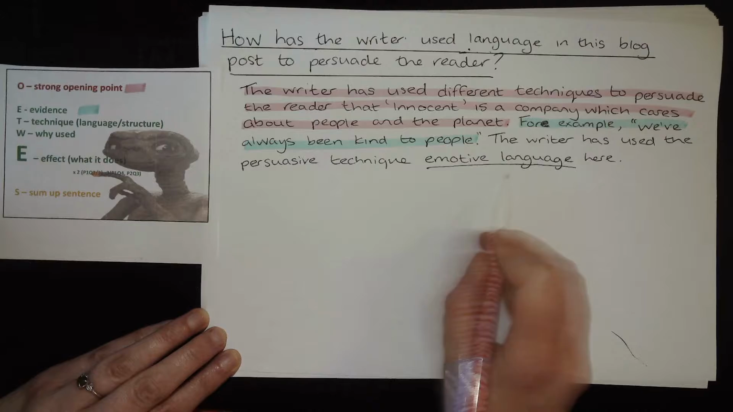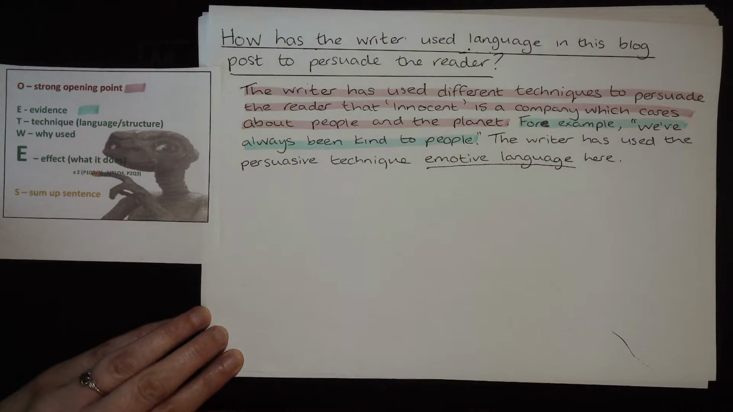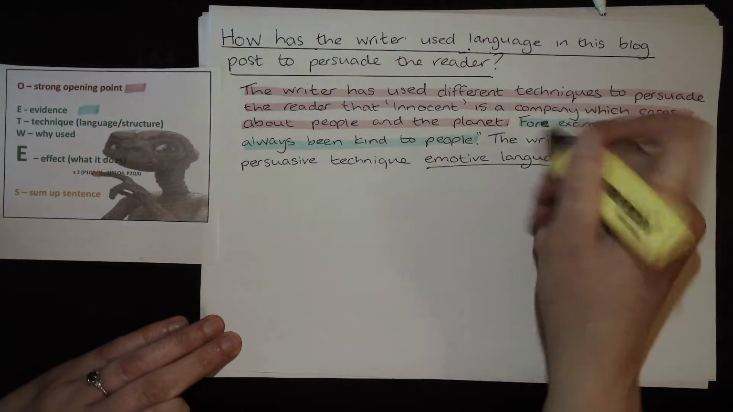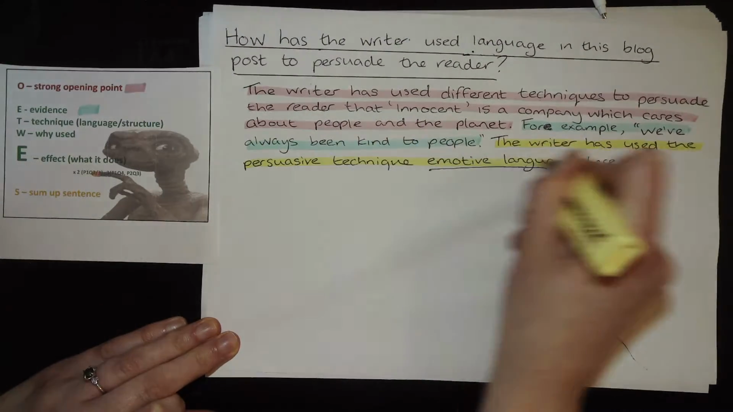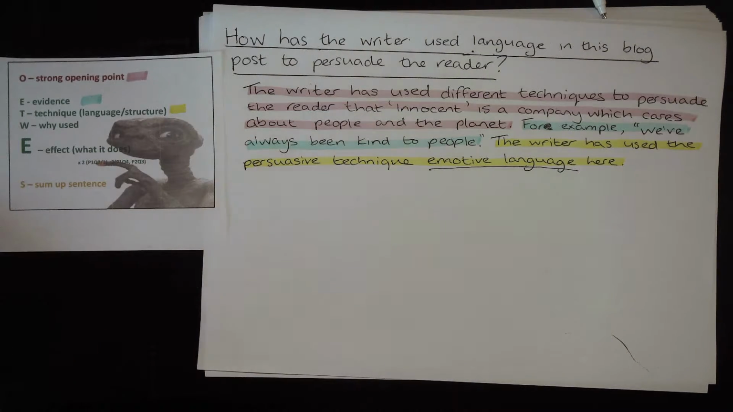You don't have to do this, but I'm just going to underline it to show you that this is the technical term. This is the technique. So just as I have been doing, I'm going to use a different colour here to highlight my technique. So you can see where that section of the paragraph is. And I'm going to make a little key here again. There we go.